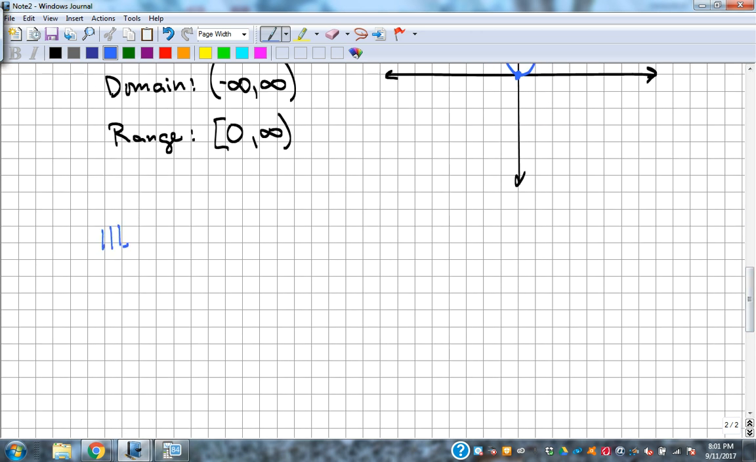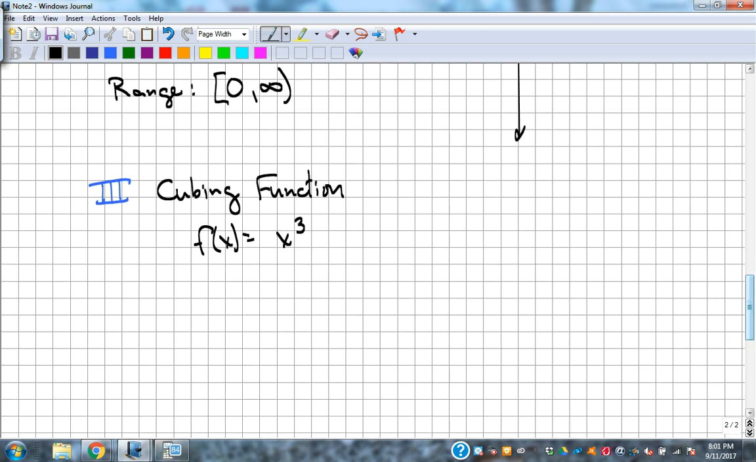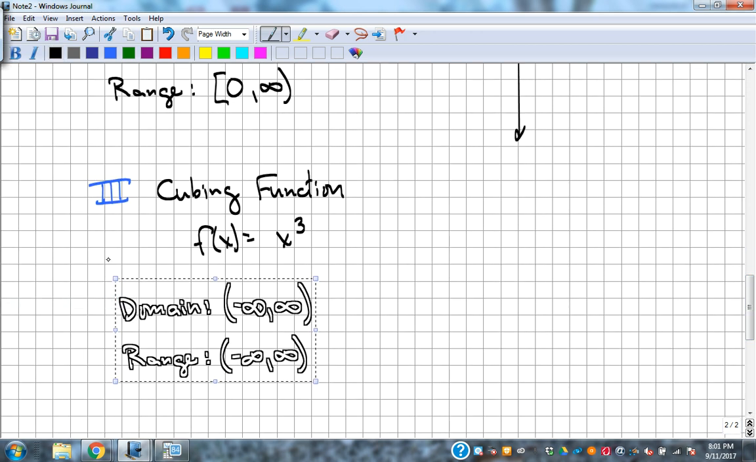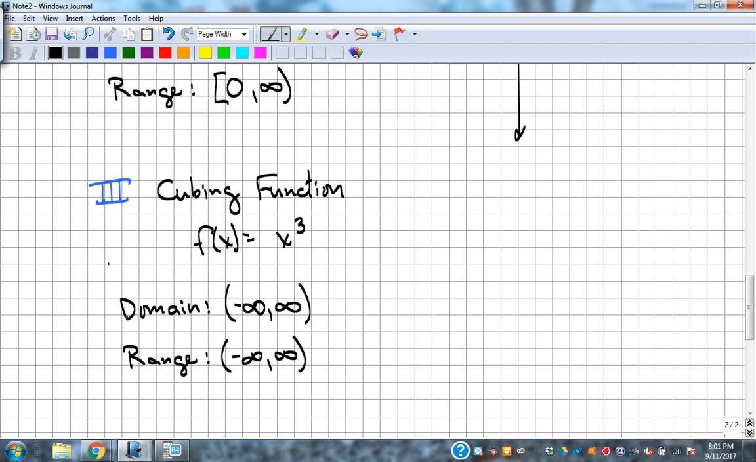Continuing that trend, we'll go with the cubing function. f of x equals x cubed. For this one, the domain and the range are exactly the same as the identity function.